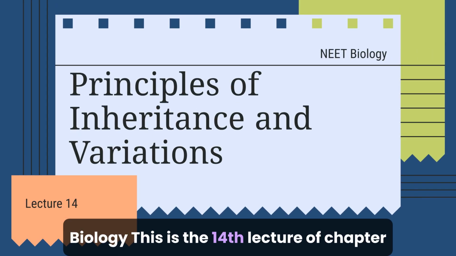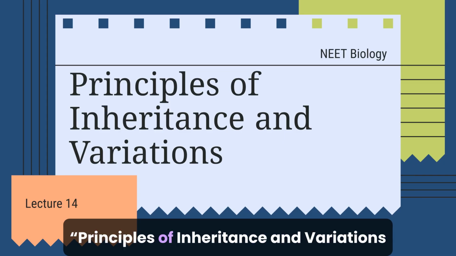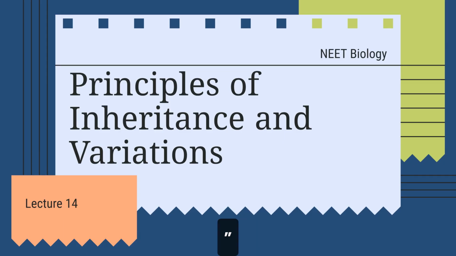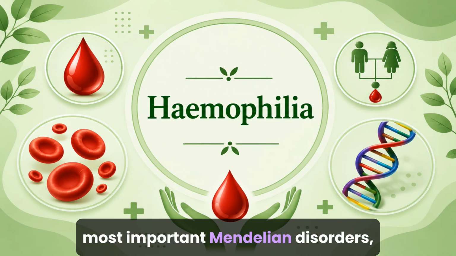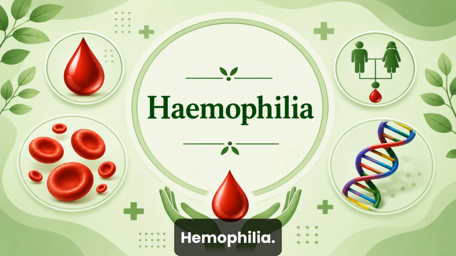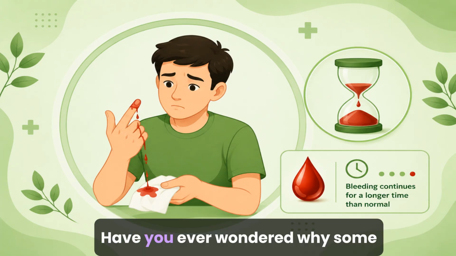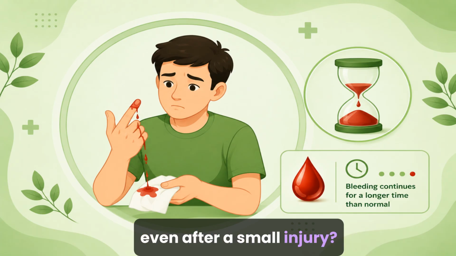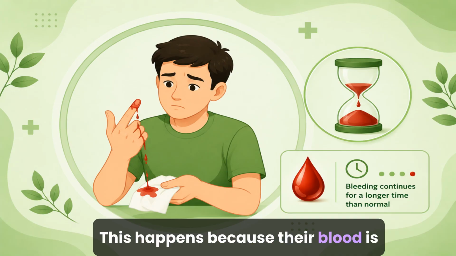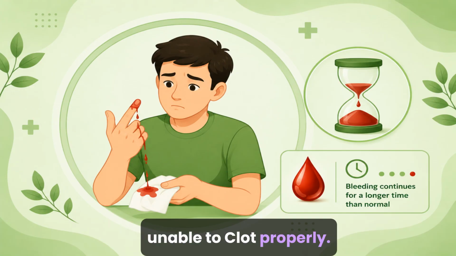This is the 14th lecture of chapter Principles of Inheritance and Variations. Today we are starting with one of the most important Mendelian disorders, haemophilia. Have you ever wondered why some people continue bleeding for a long time even after a small injury? This happens because their blood is unable to clot properly.